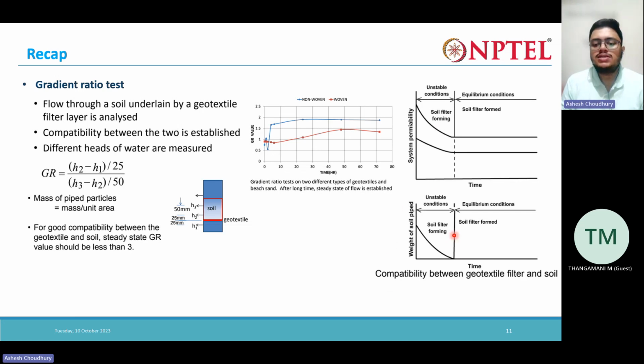And also, initially, a lot of soil particles will get passed through the filter. So a lot of soil particles will get piped. But after that, as time passes, the weight of piped soil will become zero. Okay, so here we are saying that in this region, this equilibrium has been established.